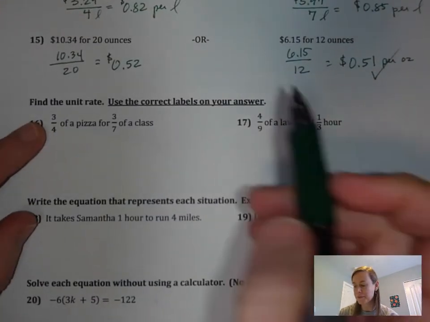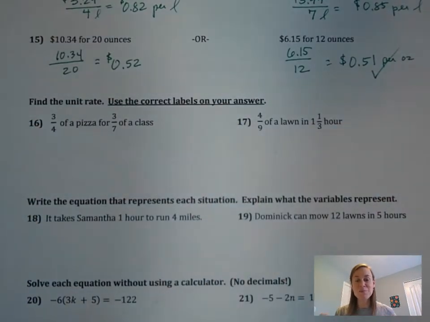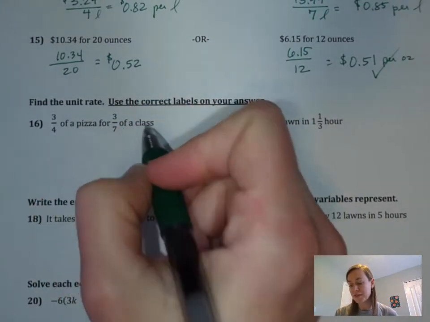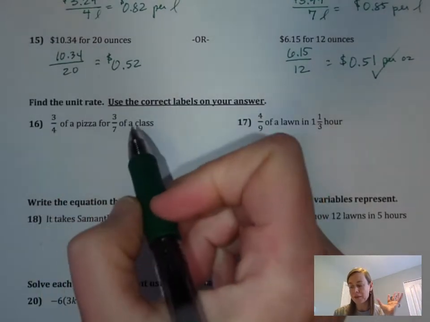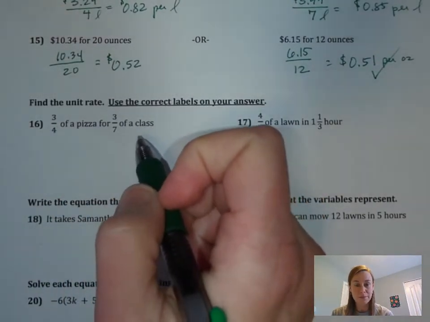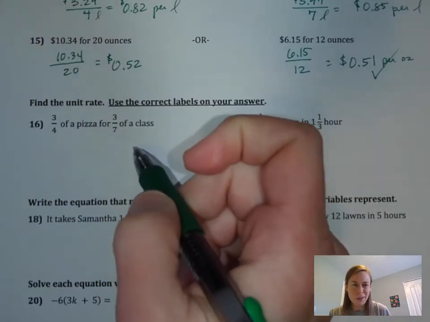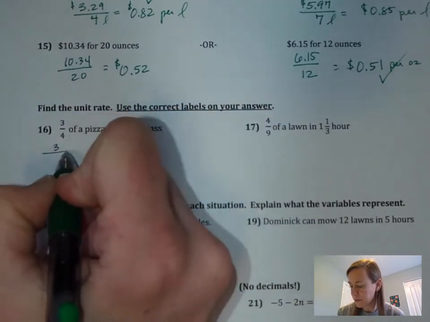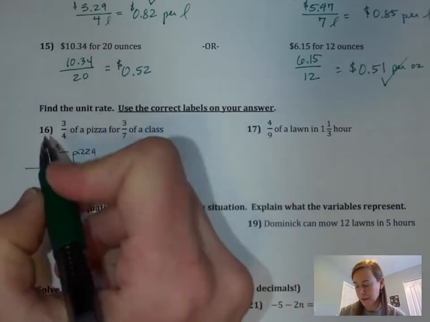It says find the unit rate. Use the correct labels on your answer. Okay, this is where we get to build the giant fractions. Okay, let's do this. So 3/4 of a pizza for 3/7 of a class. I'm just going to put that first amount on top and the second number on bottom, and that's going to tell us how much pizza per class. That sounds like a useful amount, right? Okay, so 3/4 on top, 3/4 pizza, and then 3/7 on bottom.